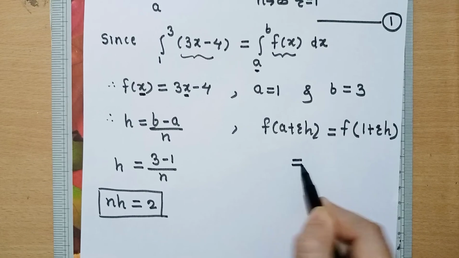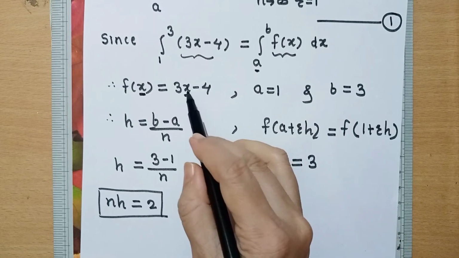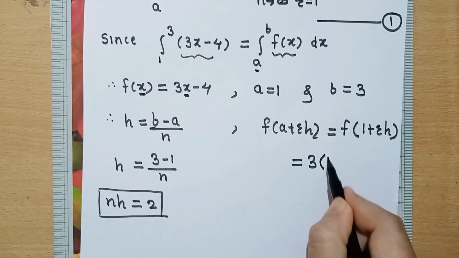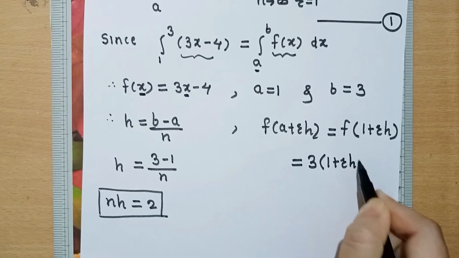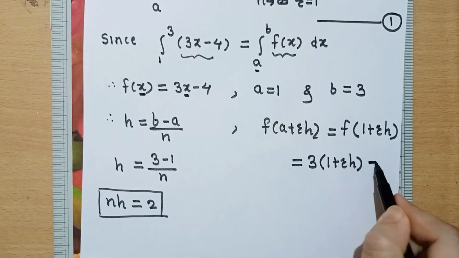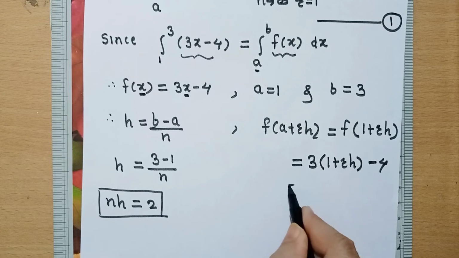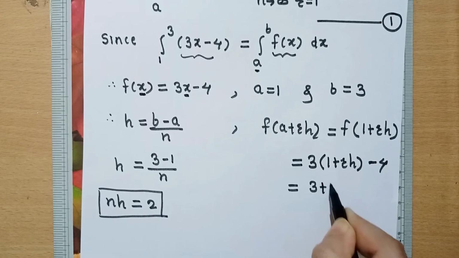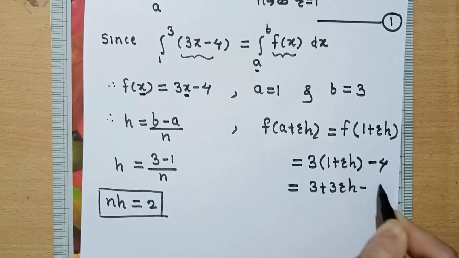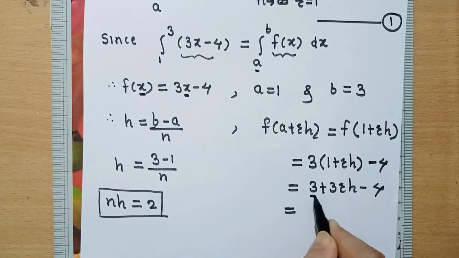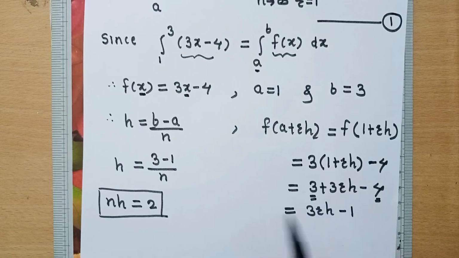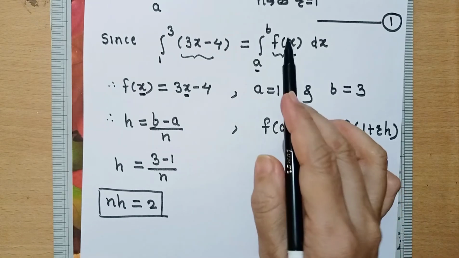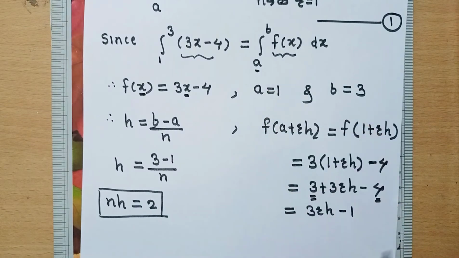So this is equal to 3. Instead of x we are writing this 1 plus rh, and then we will write this minus 4. Now solve this bracket. So 3 plus 3rh minus 4, and again 3 minus 4 is minus 1. So here 3rh minus 1. So we will substitute these two values in equation 1.